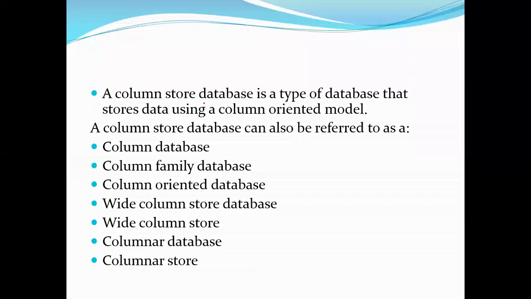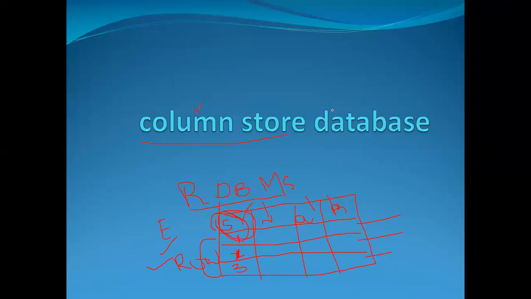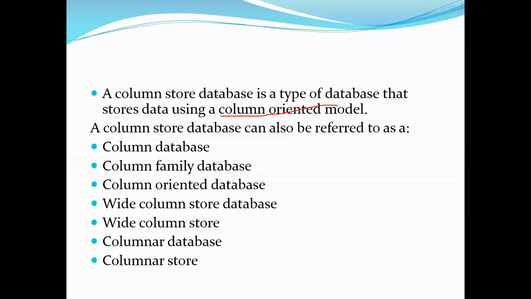First we'll discuss what it means. A column store database is a type of database that stores the data using a column oriented model, whereas RDBMS is a row oriented model. It can also be called a column database, column family database, column oriented database, wide column store database, wide column store, columnar database, or columnar store. All these are different names for the column database.